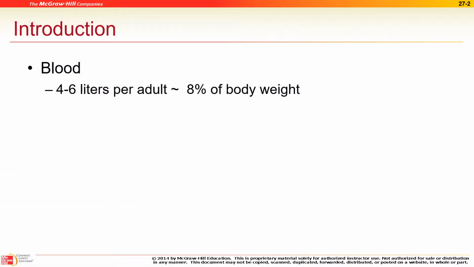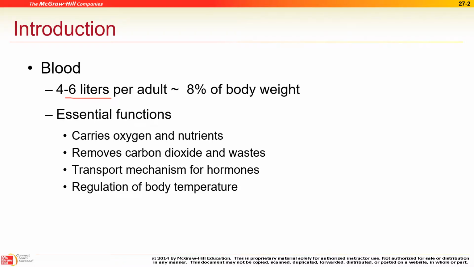All right, 4 to 6 liters. That's about a gallon and a half in most people. So, of course, blood carries oxygen, O2, and nutrients. It removes waste, CO2. Hormones. The last week we'll talk about hormones, 2 types of hormones. And then vasodilation, constriction, we alluded to in the cardiovascular chapter for temperature regulation.